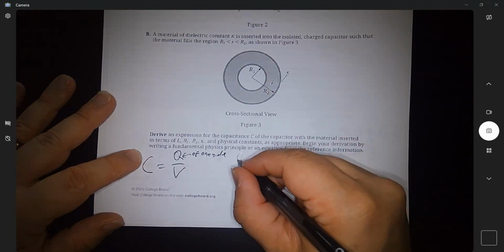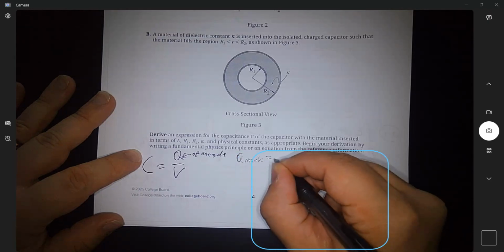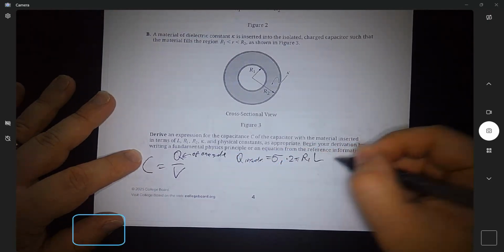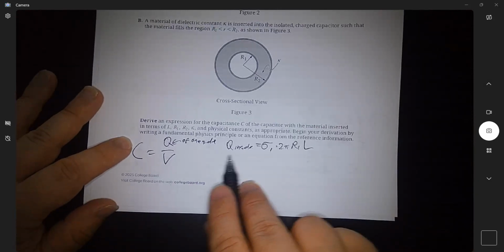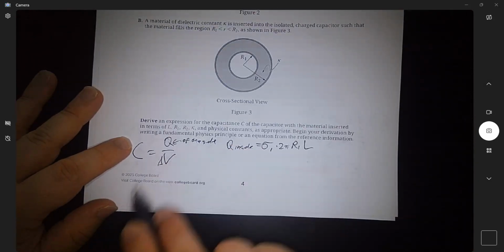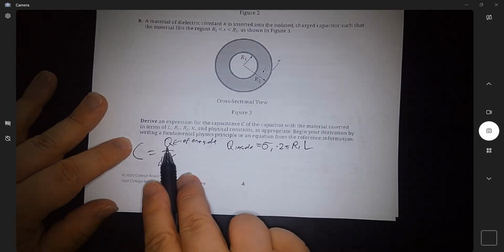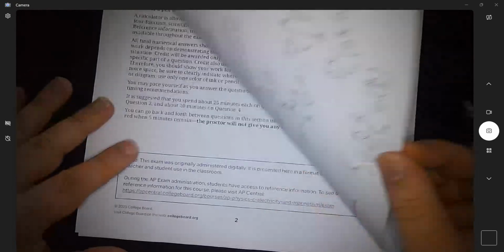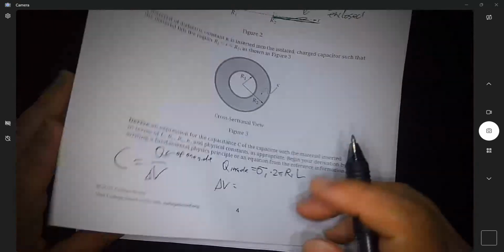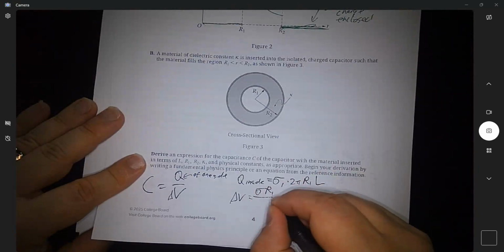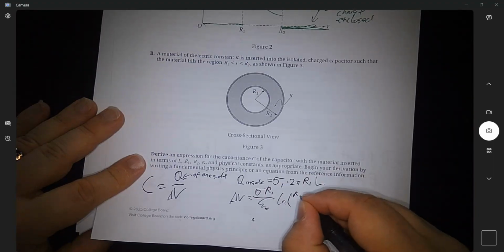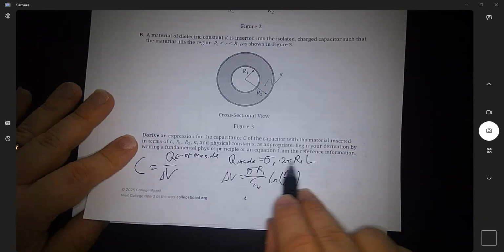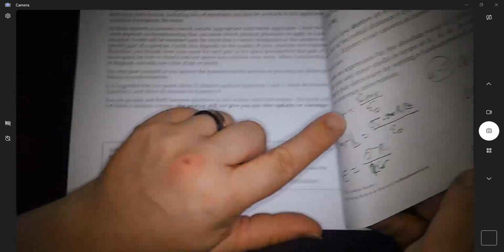So the Q on the inside is sigma 1 times 2 pi R1 L. Okay, so that's the Q inside, and that's also the Q on both sides. So that's what I'm going to use for the Q. And then the delta V, what was it before? I just got it. Sigma R1 over epsilon naught, natural log of R2 over R1. So that came from part A2. This also came from Gauss's law.